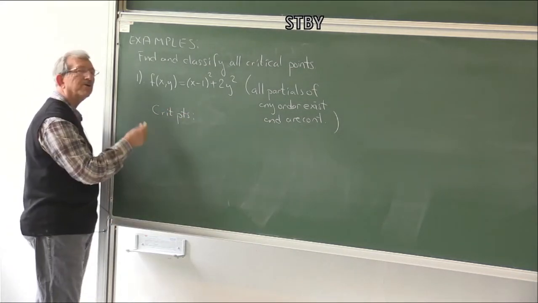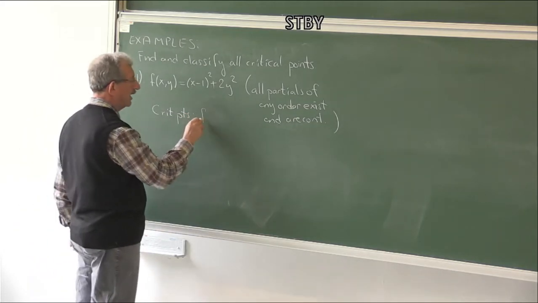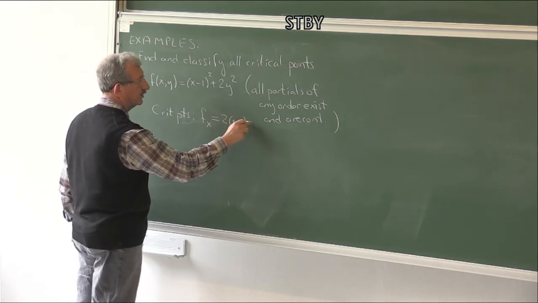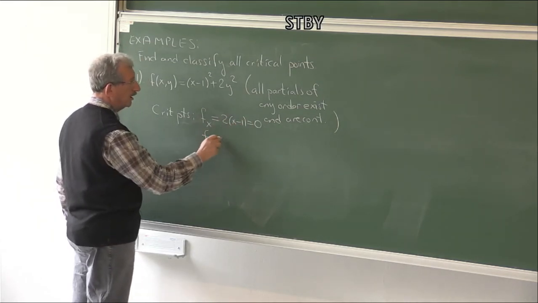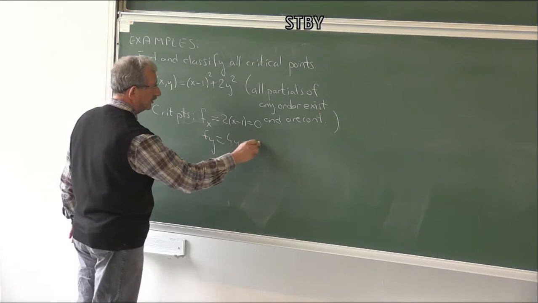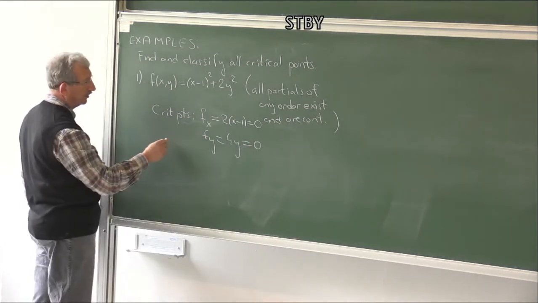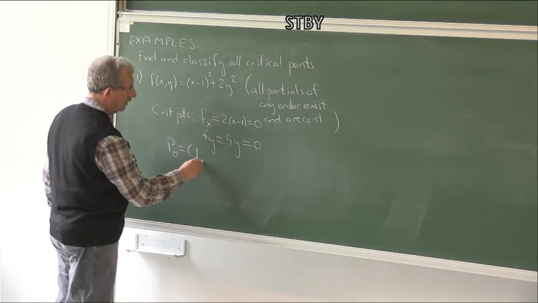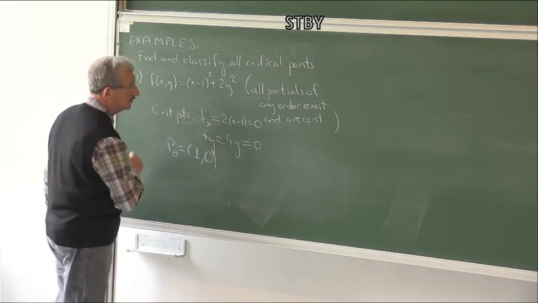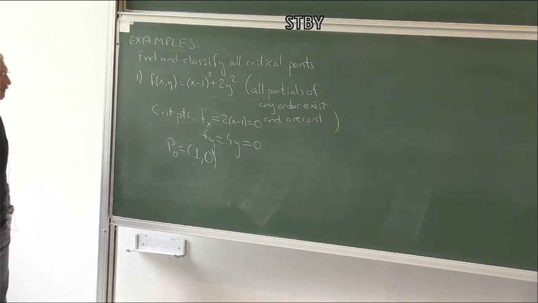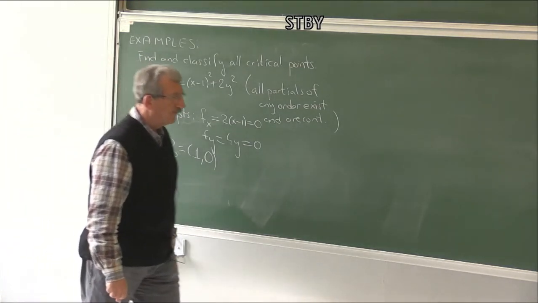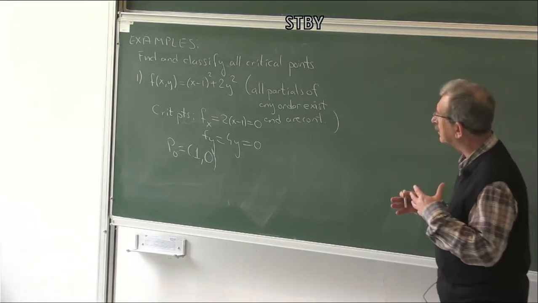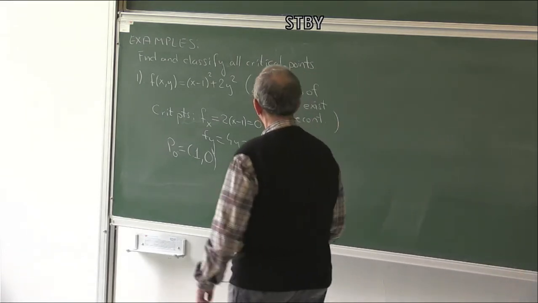are, of course, when the gradient is 0, that is f sub x, which happens to be 2x minus 1, is 0, and f sub y, which is 4y, is 0. So there's only one critical point, and this is x is 1 and y is 0. Okay. Now, of course, we can determine what we have, but let us consider to apply the theorem.